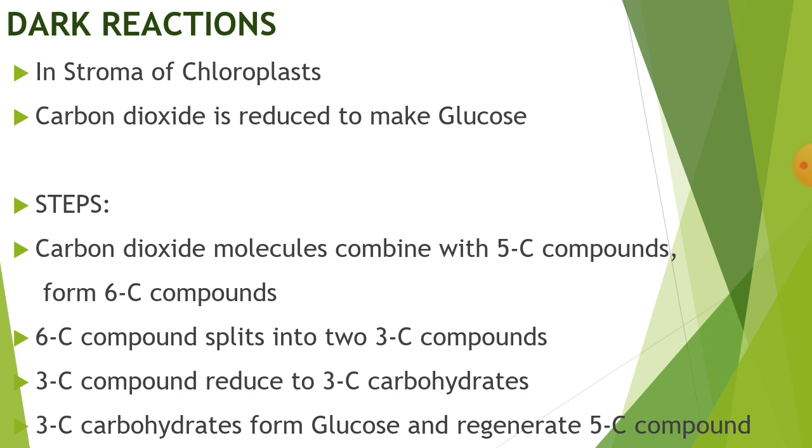This 3 carbon compound is reduced to form 3 carbon carbohydrates. This 3 carbon carbohydrate forms glucose, and it is a very important 3 carbon carbohydrate because it not only forms glucose but it also regenerates the 5 carbon compound. So these are the steps of dark reactions. In this dark reaction, ATP is used. That ATP which was formed in the light reactions is used in the dark reactions.